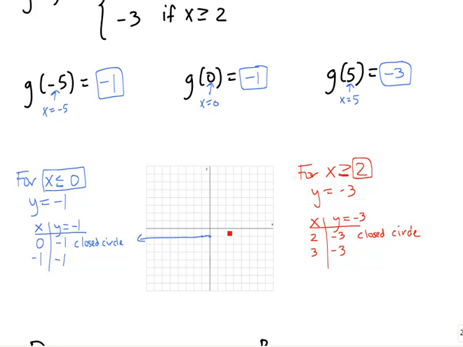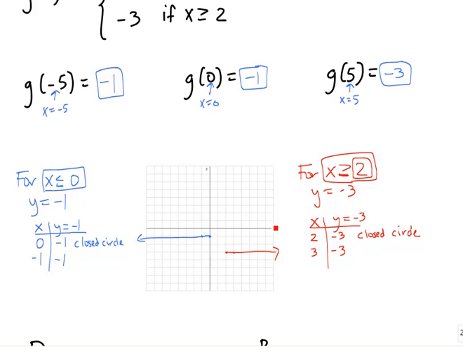So 2, -3 would be right here, nice closed circle. 3, -3 would be right next to it. And when we graph these 2 points and make a line out of this, we're only going to be graphing the line that has x's greater than or equal to 2. So here's 2, greater than or equal to 2 would be to the right. So I should be connecting these to the right. And both of these endpoints here are closed circles.